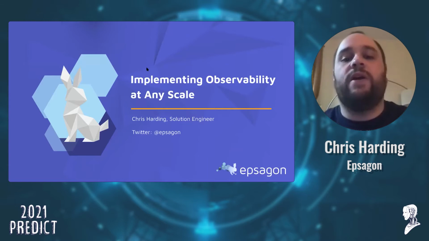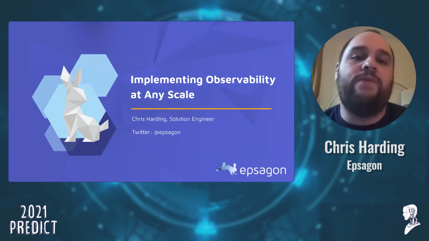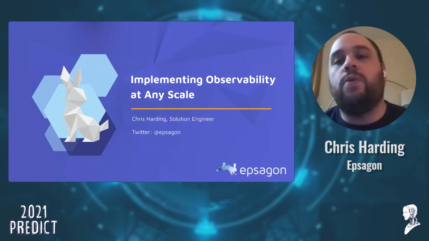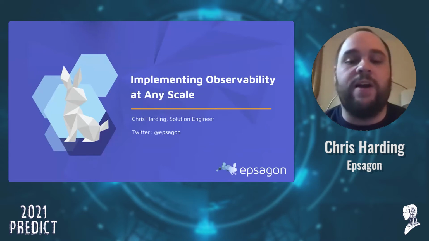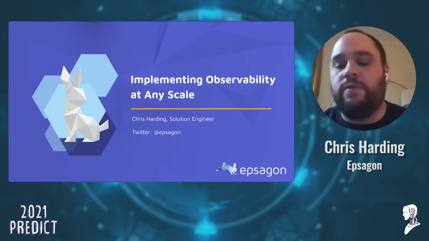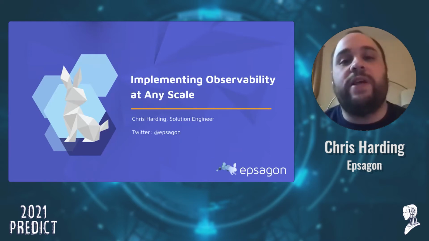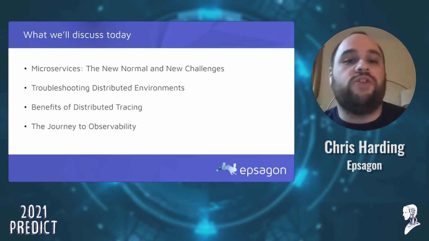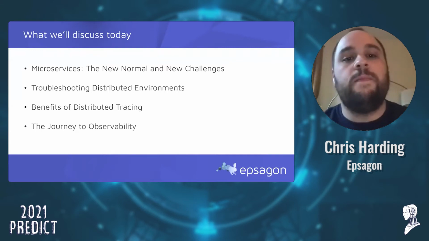My name is Chris Harding. I'm a solutions engineer at Epsagon, where we provide a trace-centric observability platform really tailored towards modern microservice environments. And so very happy to be here giving this lightning talk on observability, which we very much think is something that's going to be a big trend coming into the new year.